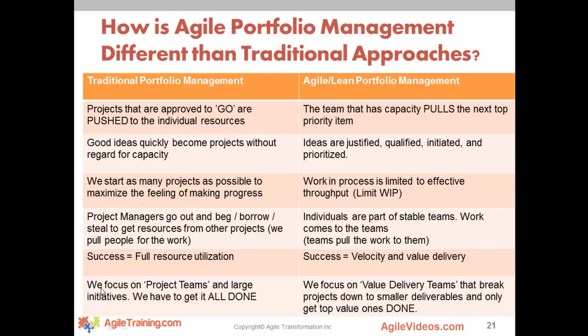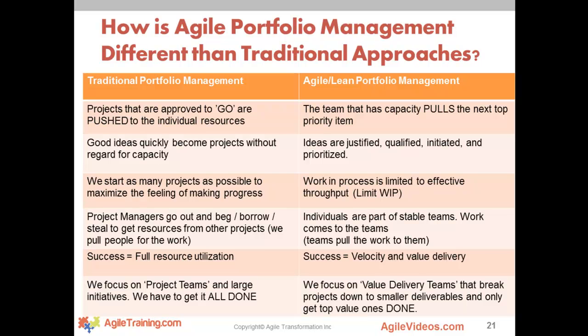And then again, traditionally we focus on project teams. A team comes together because of a project, and then we blow them apart, and then we pull them together for a new project, and we blow them apart. And every project has to get all the way done, where in Agile we focus on value delivery teams. They're not focused on a project. They might be working on deliverables from multiple projects.